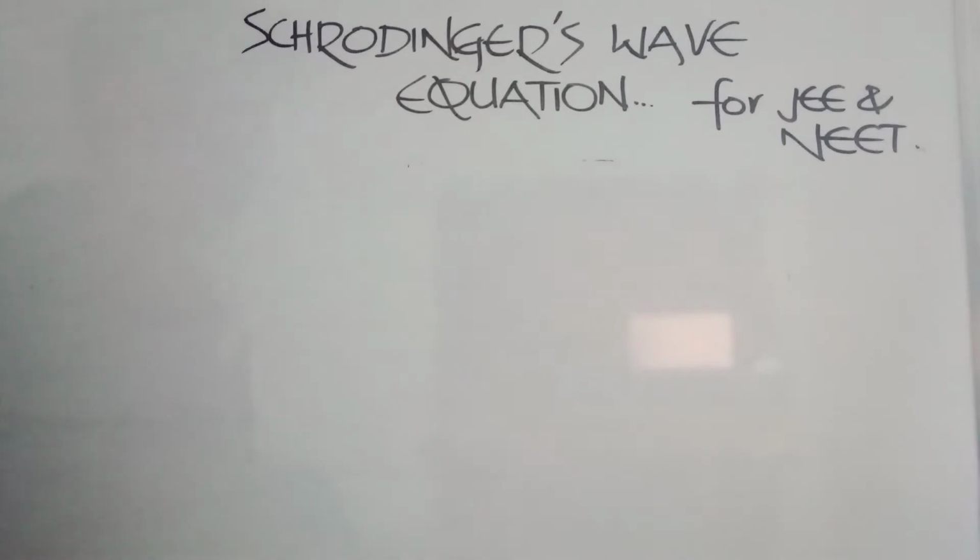According to de Broglie, all microparticles moving with high velocities will have dual nature. Electrons, protons, neutrons, all of these have wave nature as well as particle nature. The second thing is Heisenberg's uncertainty principle. It is impossible to determine the exact position and the exact momentum of subatomic particles moving with high velocity. Based on these two, we have a fundamental equation for quantum mechanics, which is known as Schrödinger's wave equation.